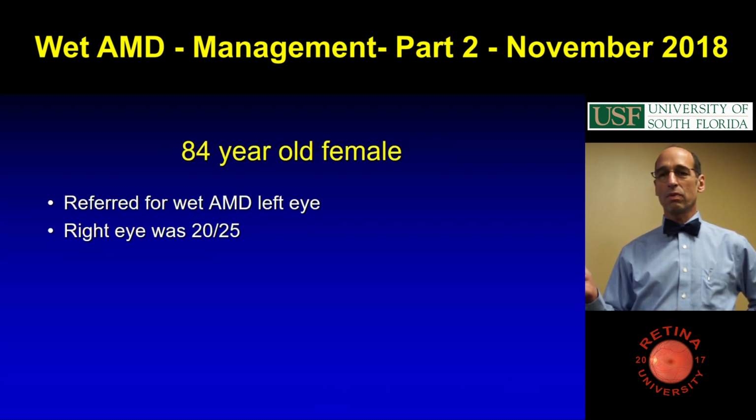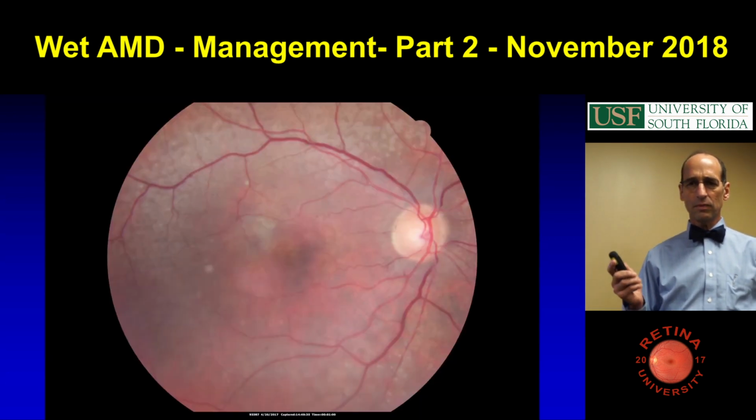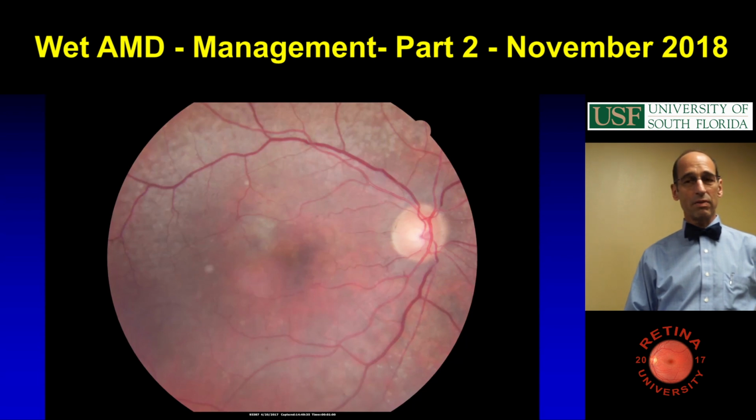This was an 84-year-old woman I saw who came in because the left eye was exudative. I keep using these pictures. You'll see her picture in a minute. But this was the right eye. So the right eye was 20/25, no symptoms.